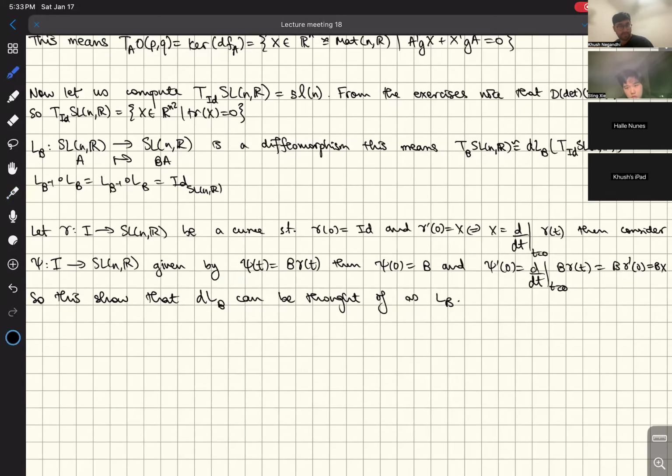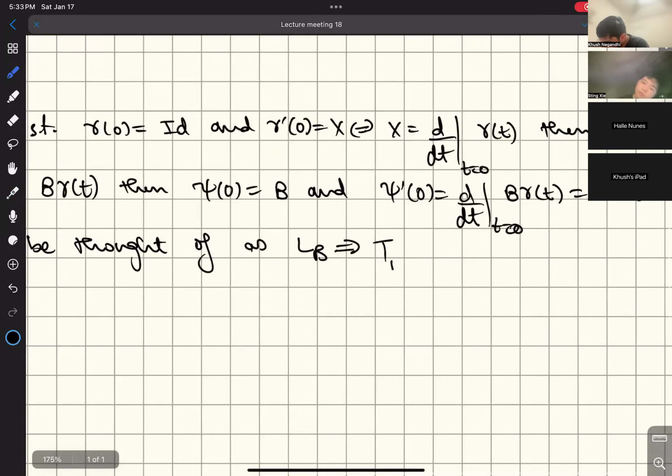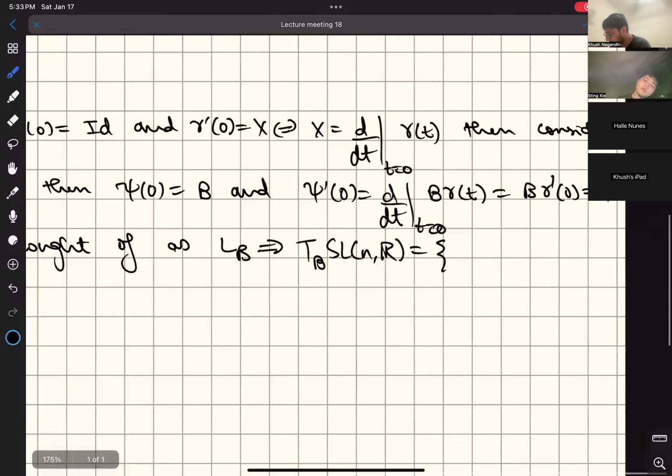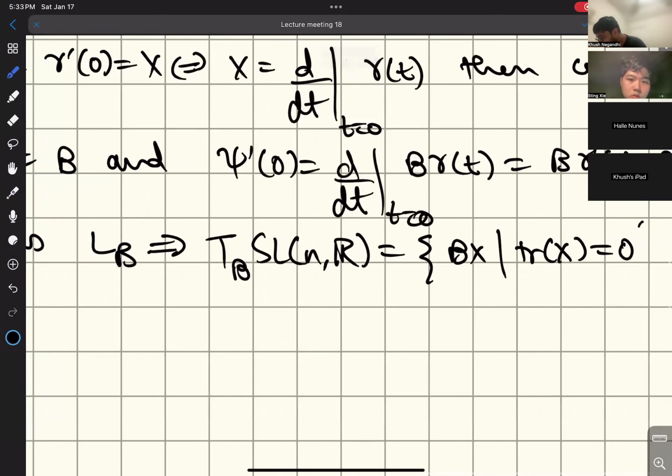Okay. So what this means is that the tangent space at some arbitrary point is just obtained by taking bx for x, for the trace of x being 0.